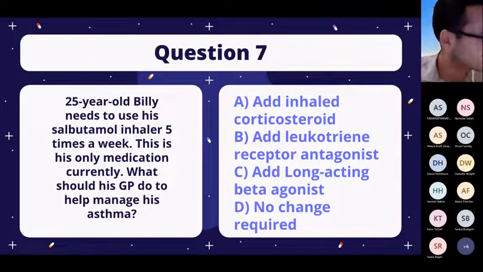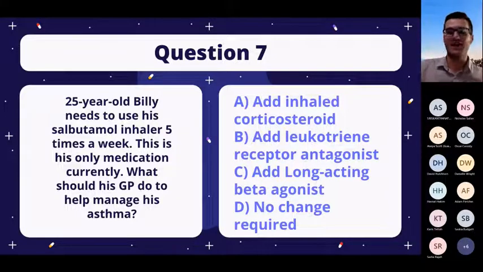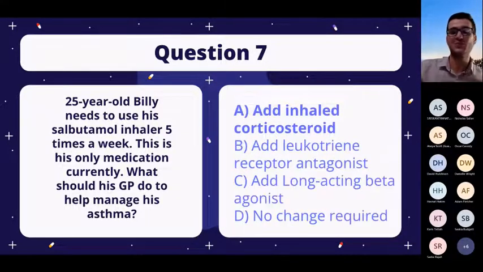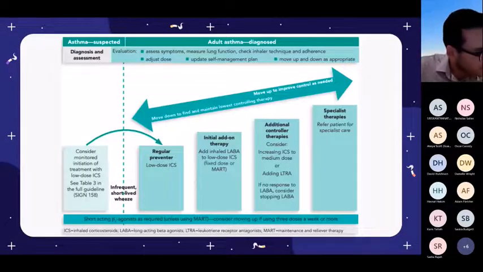Okay. So you're all very, very good at your management of chronic asthma. You're so right. You add an inhaled corticosteroid. I think basically everyone but A got that.